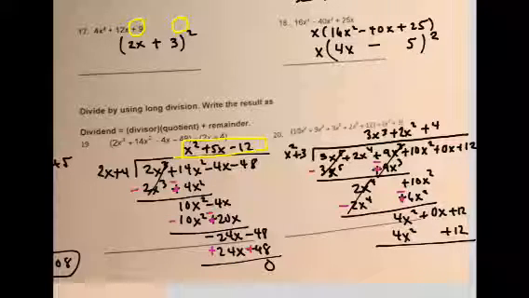So now I'm going to add the opposite. So then this is 0 and this is 0. Oh, okay, so no remainders on either one of these problems. So here's the answer right here for number 20.